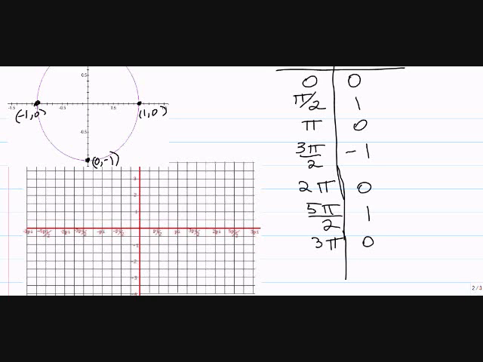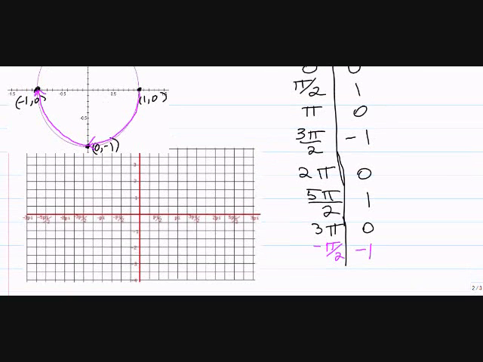Now, let me start all over again. Start back at 1, 0 and go negative. Move around the circle in this direction. I have gone negative pi over 2 radians. And what's the sine? And if I continue to go in the negative direction and hit that -1, 0, how many radians have I gone? Negative pi. And the sine of that is 0.